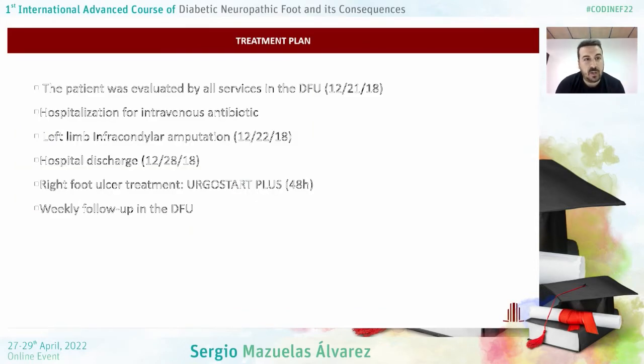What was the treatment plan? First of all, the patient was evaluated by all services in the diabetic foot unit. Then the patient required hospitalization for intravenous antibiotics. It was decided to perform a left limb infracondylar amputation due to the severity of the infection. We treated the right foot ulcer with a topical treatment with Urgostar Plus every 48 hours. After the hospital discharge, the patient needed a weekly follow-up in the diabetic foot unit.